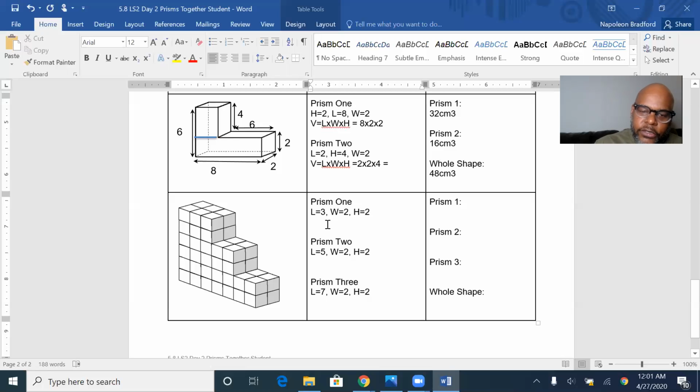Remember that volume equals what? Length times width times height.